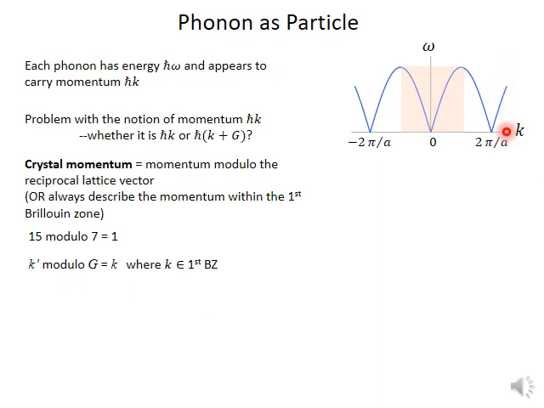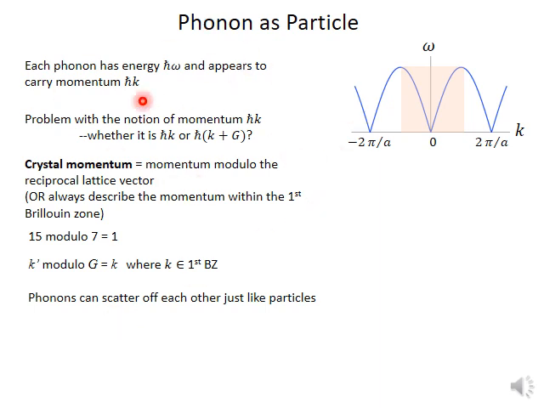Similarly, if you have a k prime, let's say k prime is somewhere outside the reciprocal lattice vector, if you take a modulo of that k prime with respect to g, which is the reciprocal lattice vector, then you subtract a g from there. So from k prime you would be coming to a k which would be inside the first Brillouin zone. So that would be the modulo of k prime. Any k prime which is outside the first Brillouin zone can be represented in terms of a wave vector which is inside the first Brillouin zone, and that's what the modulo means.